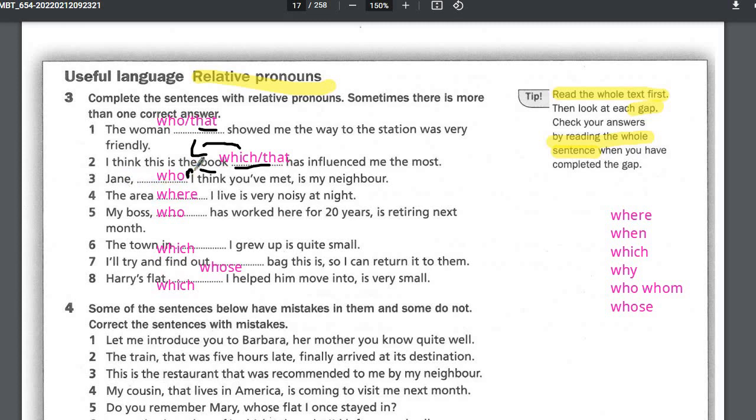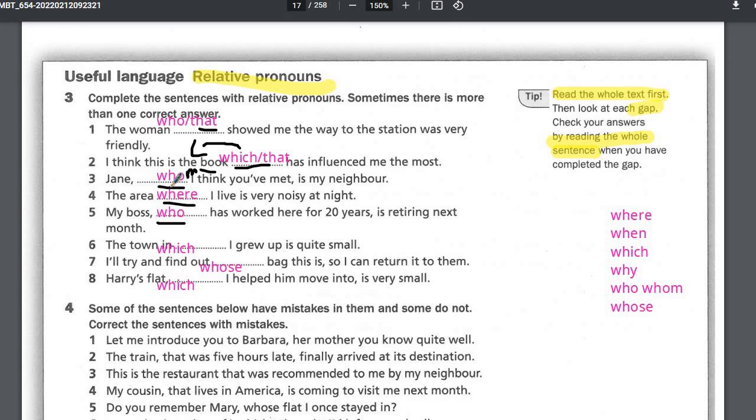Okay, in this case you could use whom, because when it is a direct object, you can use whom. Okay, whom I think you've met. Not when it's a subject. The person who came, you can't say the person whom came. Only when it is the object. You've met Jane, so that's the object. Where for places where the action happens. Remember, Elda is a city which is close to Alicante.